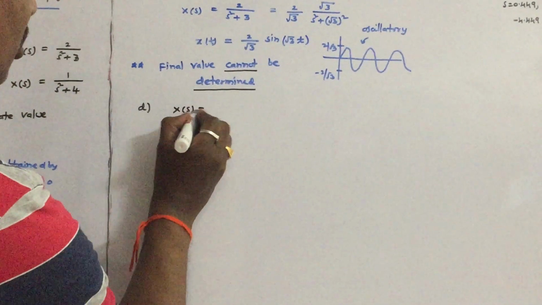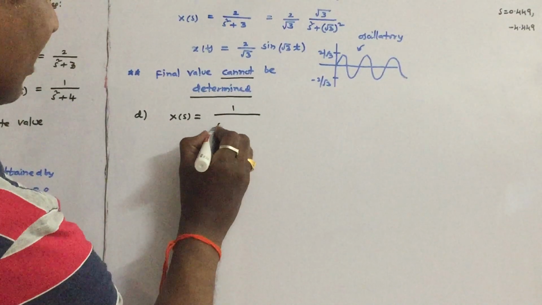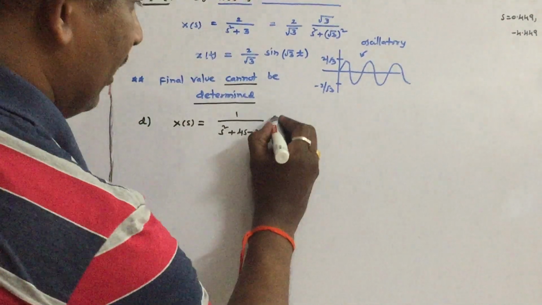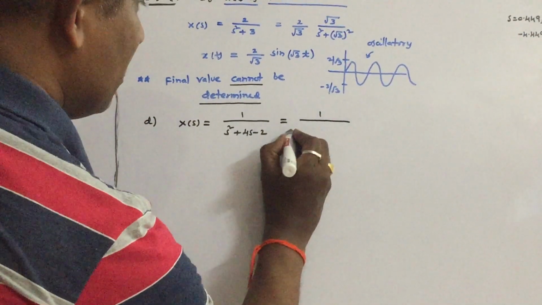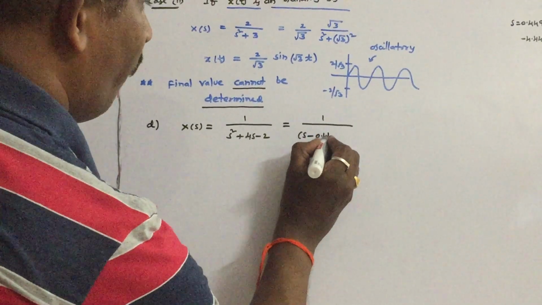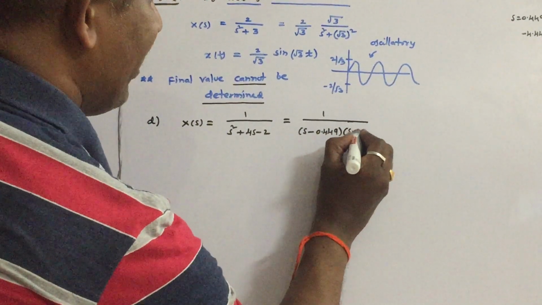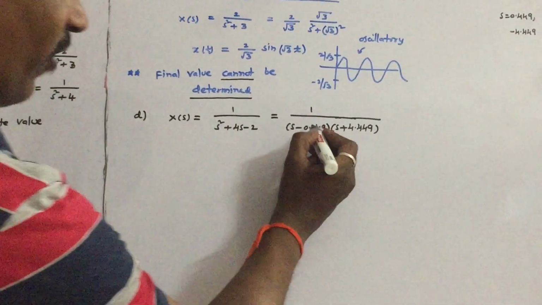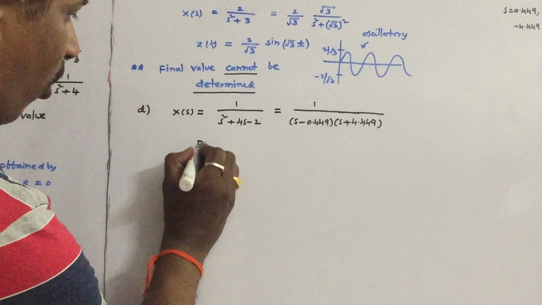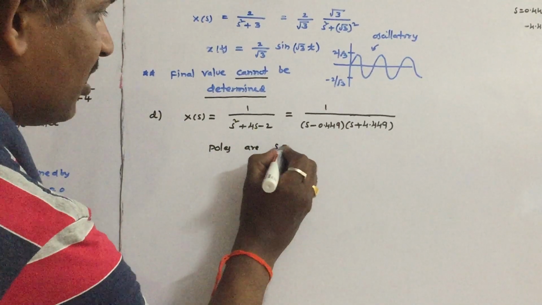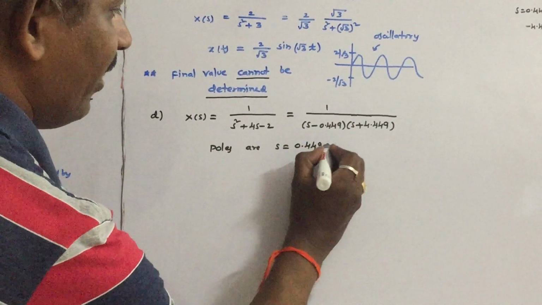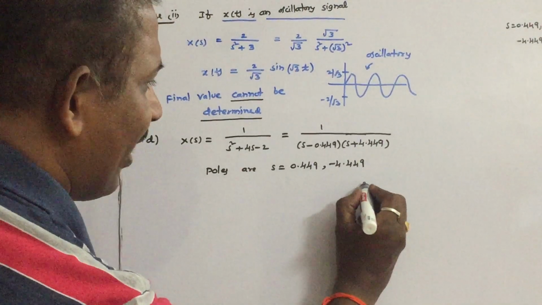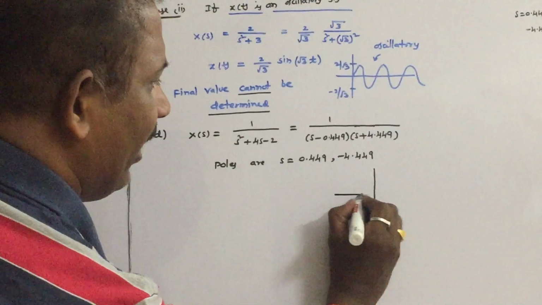X of s is equal to 1 by s square plus 4s minus 2. Let us take the factors of this. You can write it as s minus 0.449 into s plus 4.449, or you can find the roots of this quadratic equation. So what are the poles? The poles are s is equal to 0.449 and minus 4.449.